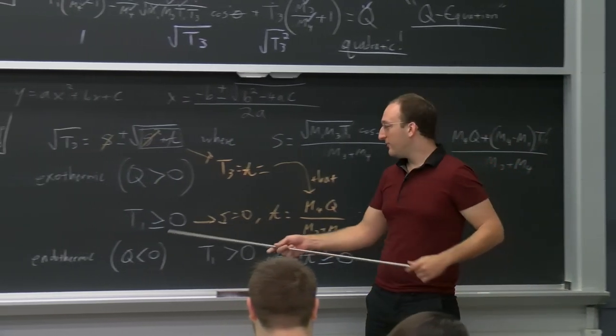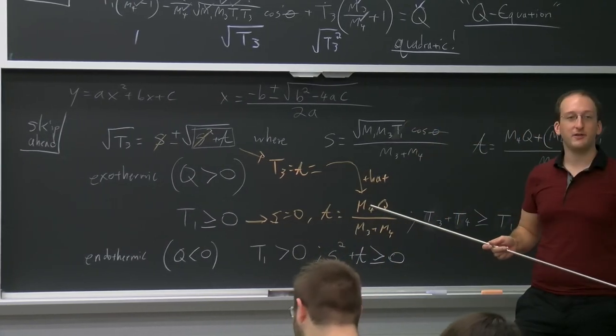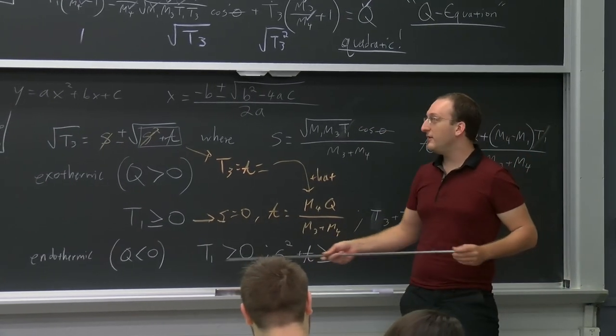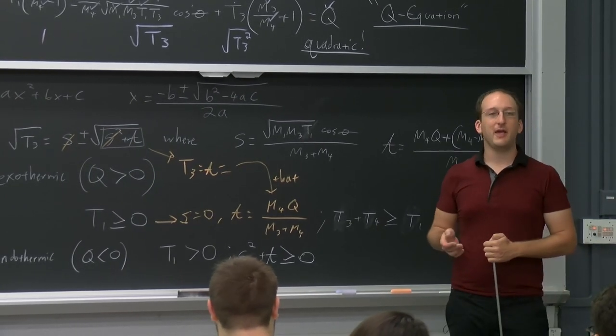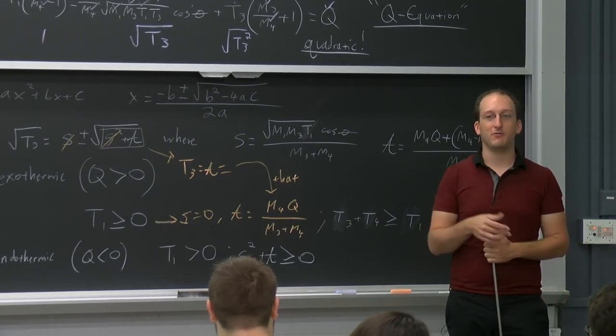For the case of an endothermic reaction, first of all, we know that the incoming kinetic energy has to be greater than 0. It's like the excess energy that you need to get a chemical reaction going.